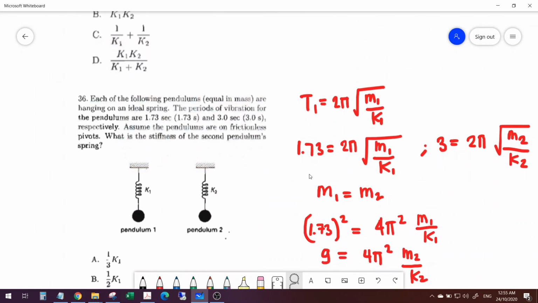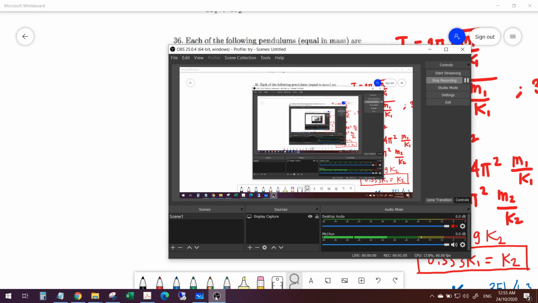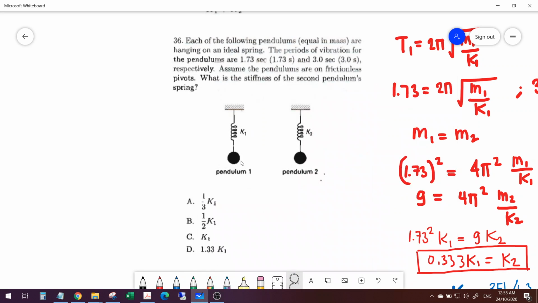For number two, we have a problem like this. Each of the following pendulums with equal mass is hanging on an ideal spring. The period of vibration for the pendulums is 1.73 seconds for this one and 3 seconds for this one. Assume the pendulums are on frictionless pivots. What is the stiffness of the second pendulum spring?